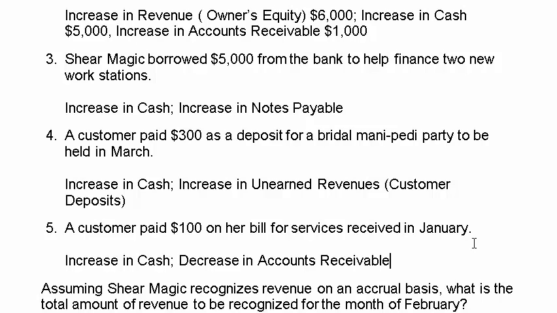So with this in mind, we're able to answer the question, which says, assuming Sheer Magic recognized revenue on an accrual basis, what's the total amount of revenue to be recognized? And if we look at all of this, we see that right here is where we recorded revenue. $6,000. And that's the correct answer to this situation.